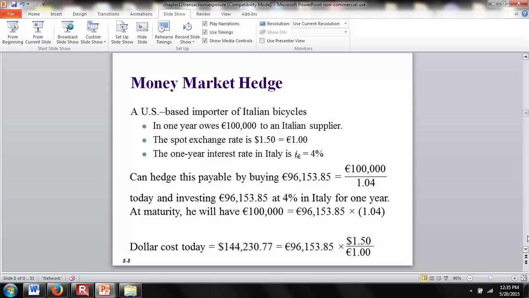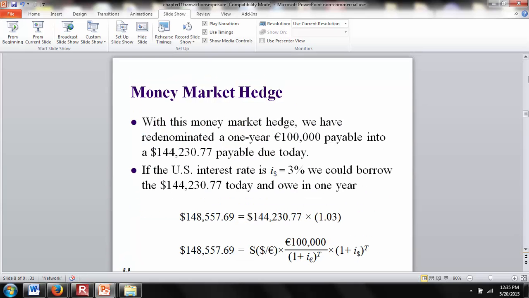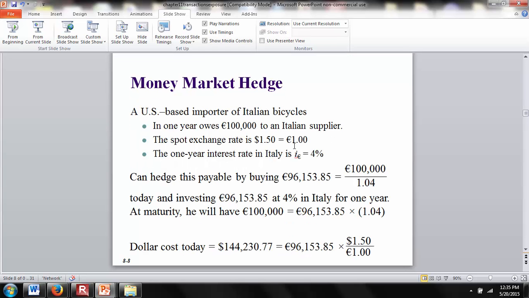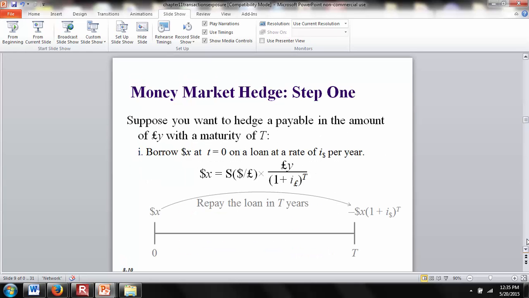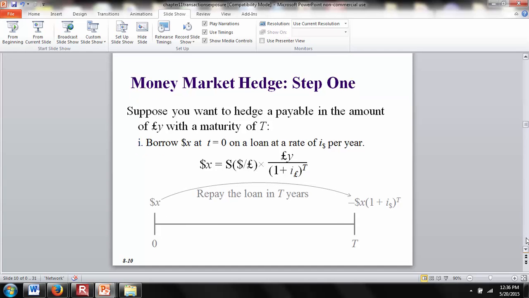Sometimes the question might say, what is the future value dollar cost? In that case, if you are given the interest rate in the US, you want to multiply this 144,230 times 1 plus the US interest rate. Okay. So the US interest rate is 3%. The cost is going to be 144,230 times 1.03. That gives you 148,557. Okay. So this basically tells you the steps. Find the present value of payment owed in foreign currency and then find the cost in US dollars.